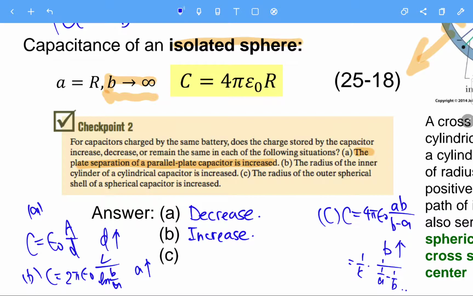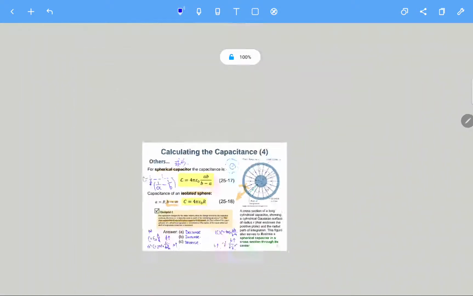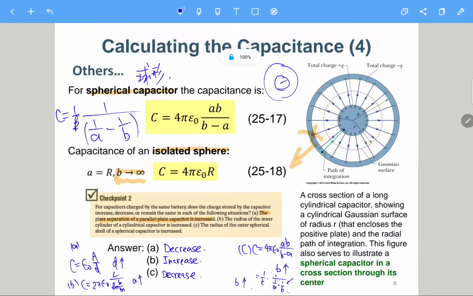Increase or decrease? Decrease. Yeah, because B becomes larger, and then the second term will be smaller, so that the denominator will be larger, and the overall C will be smaller. So it decreases. Okay, so far any questions?